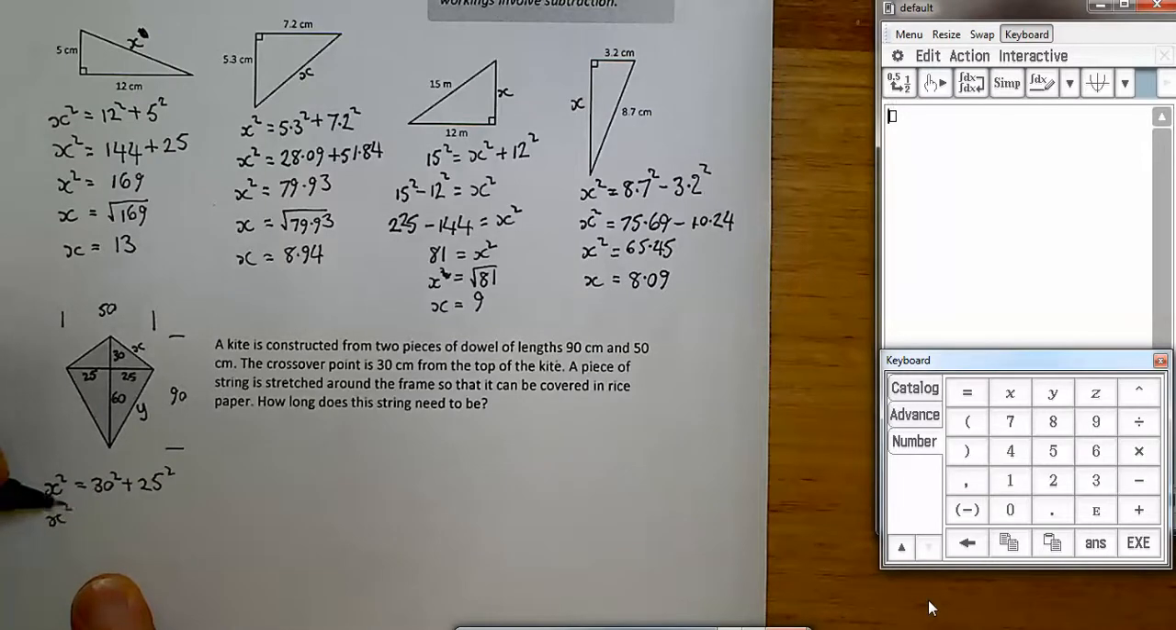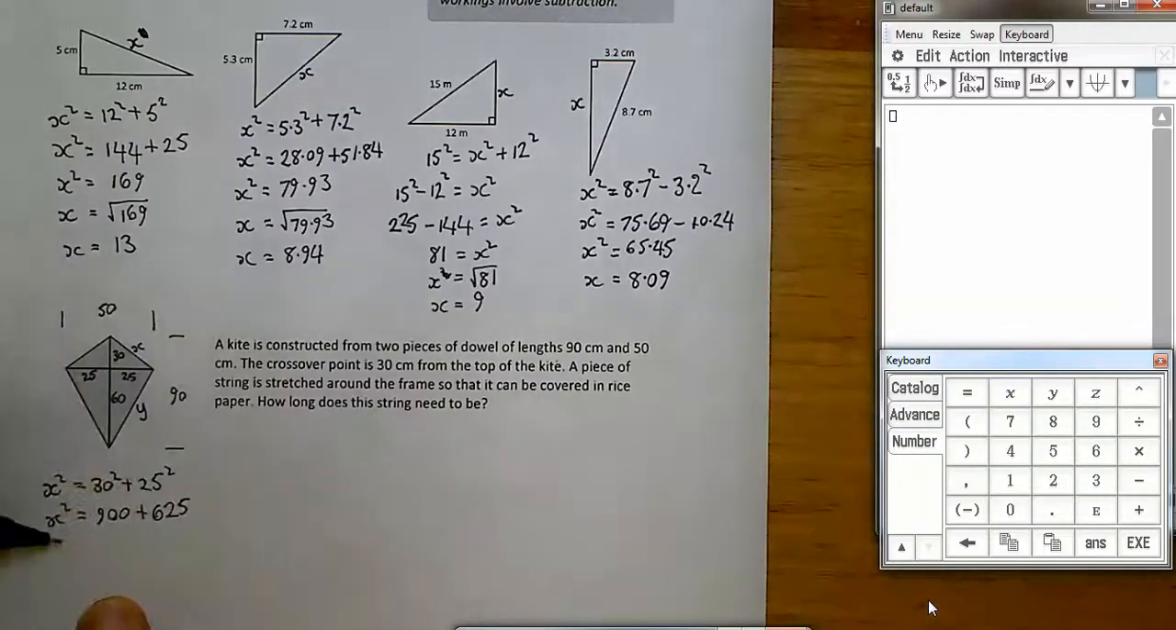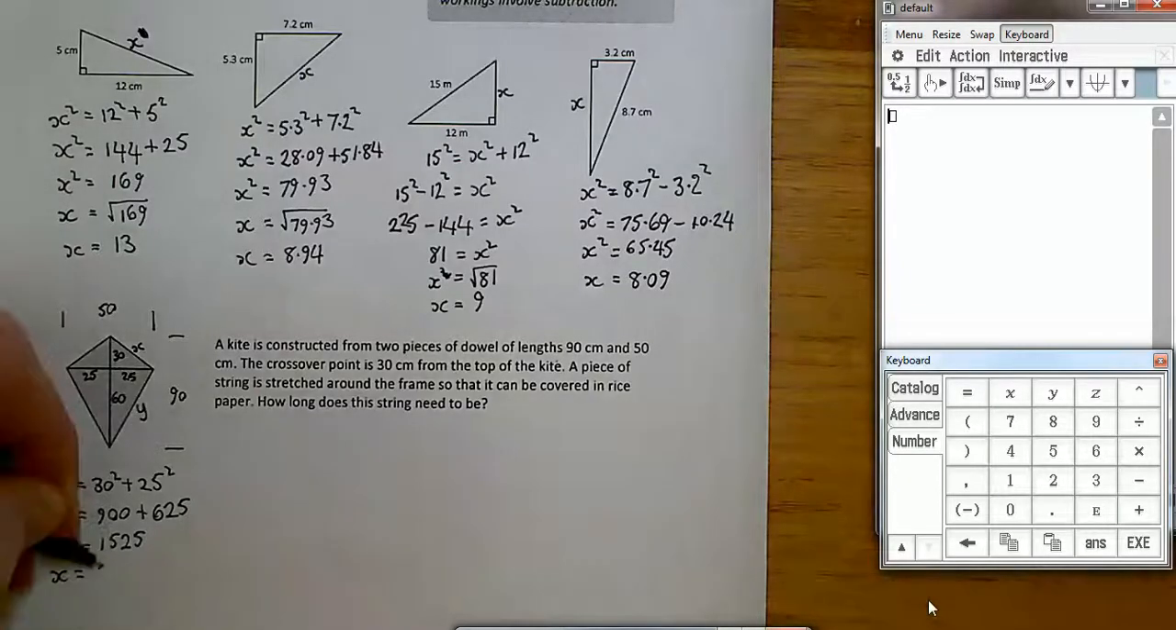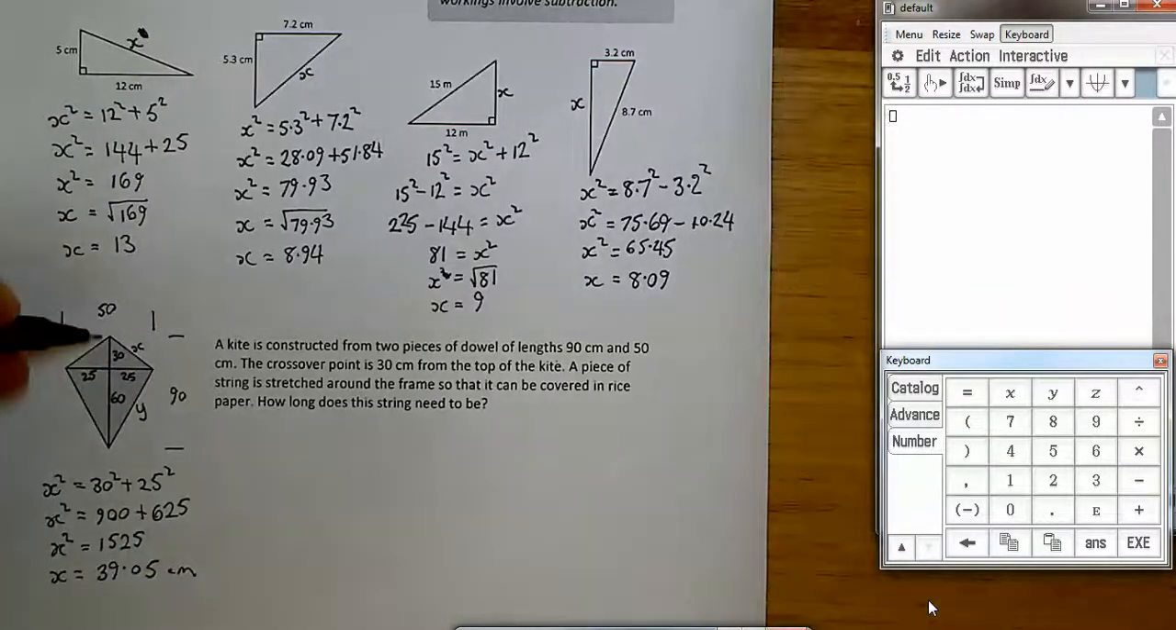Do some calculations here. 30 squared is 900 plus 25 squared, 625. And that means that x squared equals 1525. Take the square root to find x. x is equal to 39.05 centimetres long. That's that distance there.